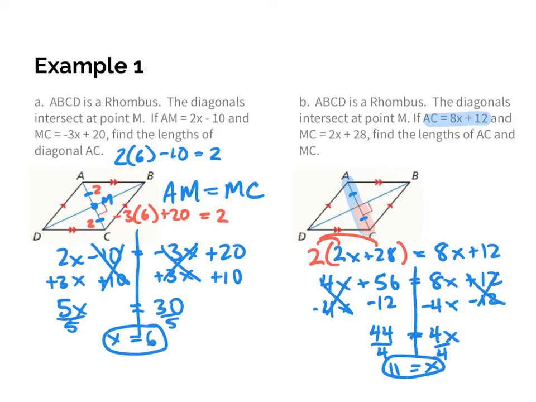Now if I plug that in, I will be able to find the lengths. For example, for AC, I do 8 times 11 plus 12, which would give me 100. And then MC, which is 2 times 11 plus 28, oops, I wrote 88, not 28, folks. So plus 28, that should give me 50.